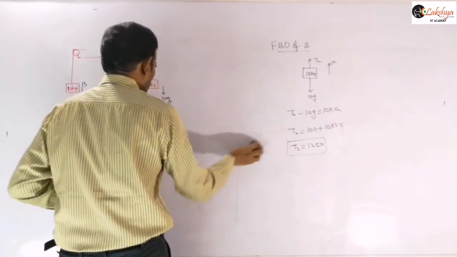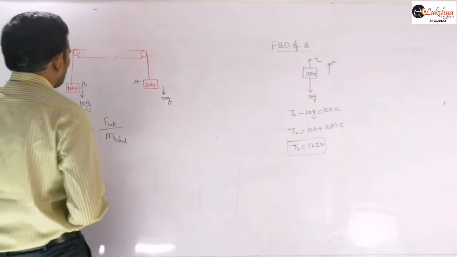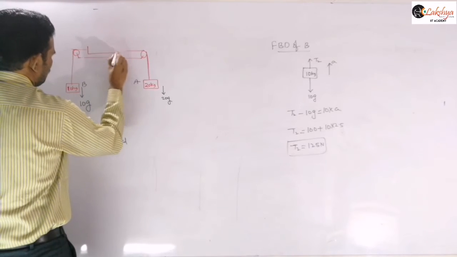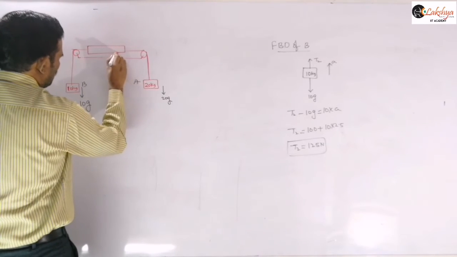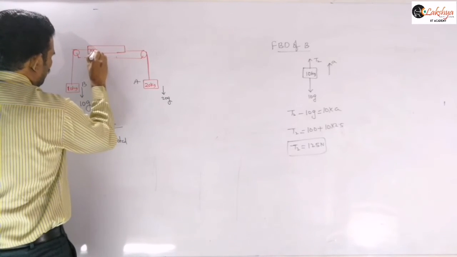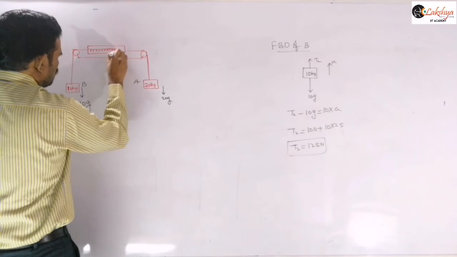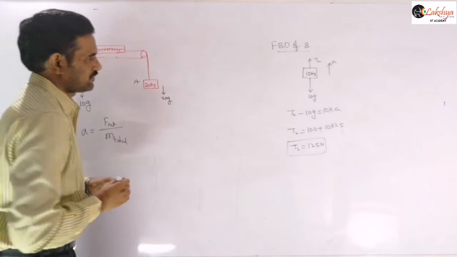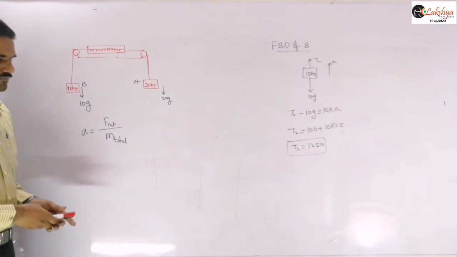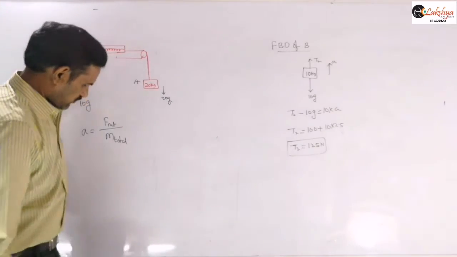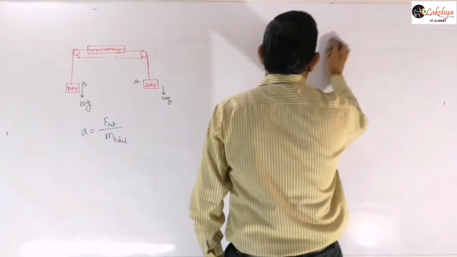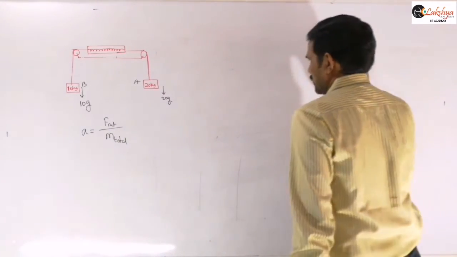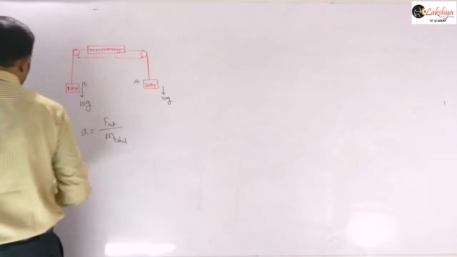So just write it as another problem. Two blocks of masses 10 kg and 20 kg are connected to the two ends of a spring balance, as shown in the figure. Then find the reading of the spring balance.